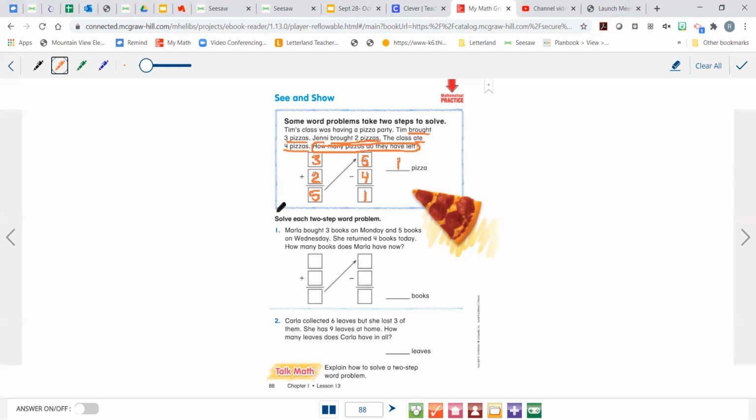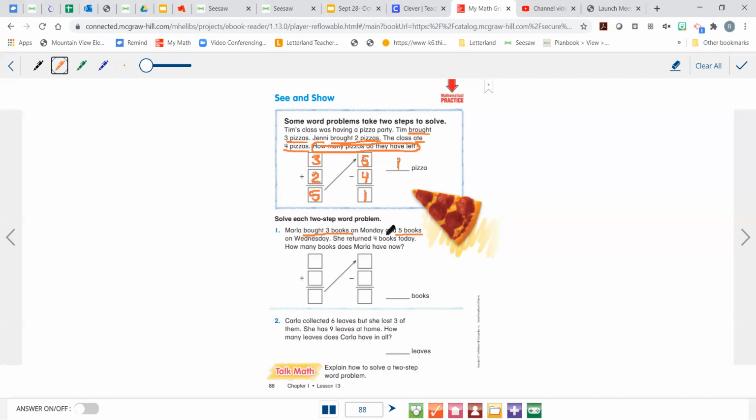All right, so let's look at this number 1. It says solve each 2-step word problem. Marla bought 3 books on Monday and 5 books on Wednesday. All right, so bought means that she is adding to how many she's got. Bought 3 books and 5 books. Does it really matter what day it was? It kind of does, but I'm not going to underline it right now until I read a little bit more and see if I think I need to.